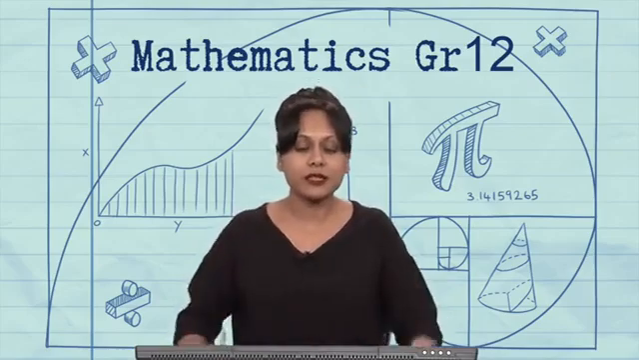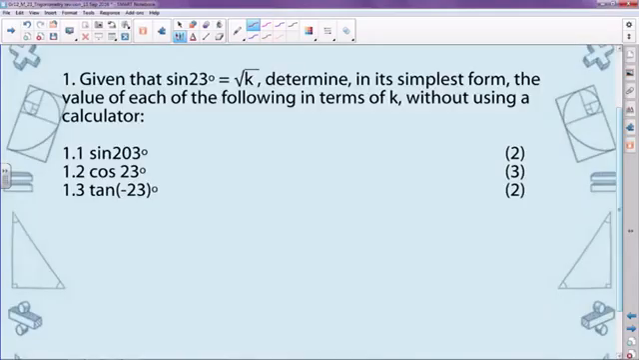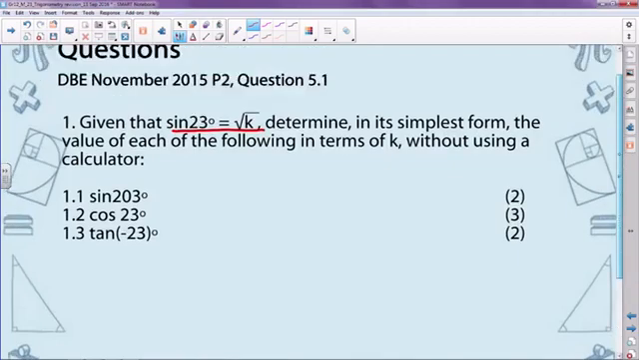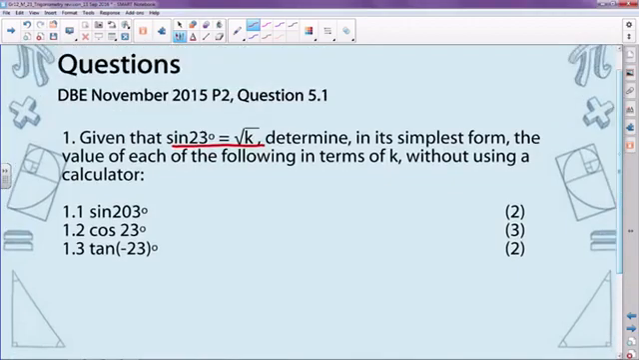So here you were given that sine of 23 degrees is equal to the square root of k. So really, you've just been given one bit of information if you just read that one line, okay? So everything that we're going to see in the rest of the question has to come back to this very important piece of information that you've been given.